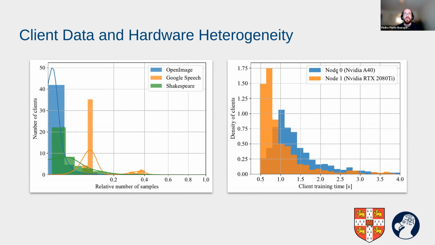And here I have two plots that demonstrate exactly that. On your left, you have the distribution of mini batches over the clients. So you have the number of clients that will have a specific fraction of samples for that data set. We have here three data sets: OpenImage, which, as the name implies, is made of images for image recognition. You have Google Speech, which is a keyword spotting data set. And you have Shakespeare, which is usually used for language modeling.